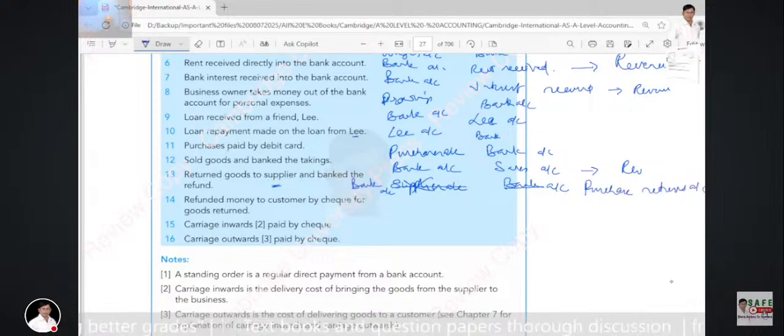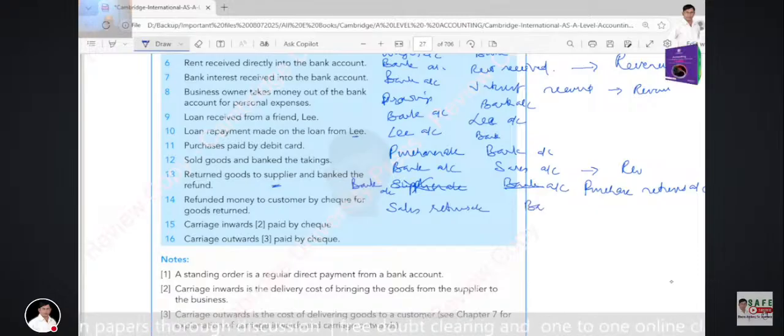Refund money to customer by check for goods returned. So this is sales returns. When we have sold the goods but they have been returned to us, it is exactly the reverse of sales. Sales returns, and you will credit the bank because money will go out from the bank.